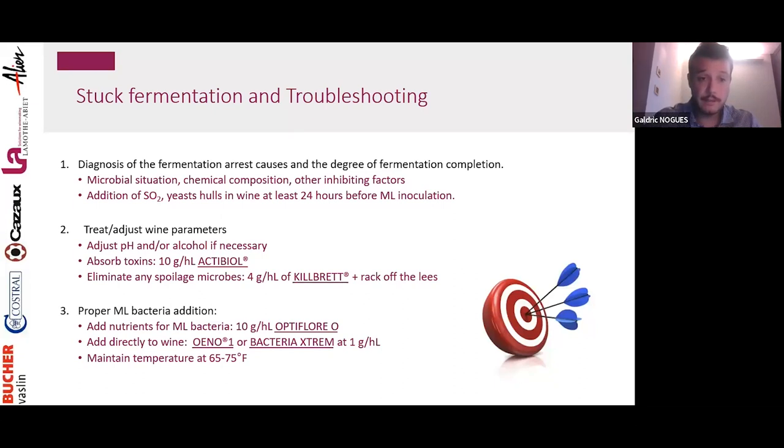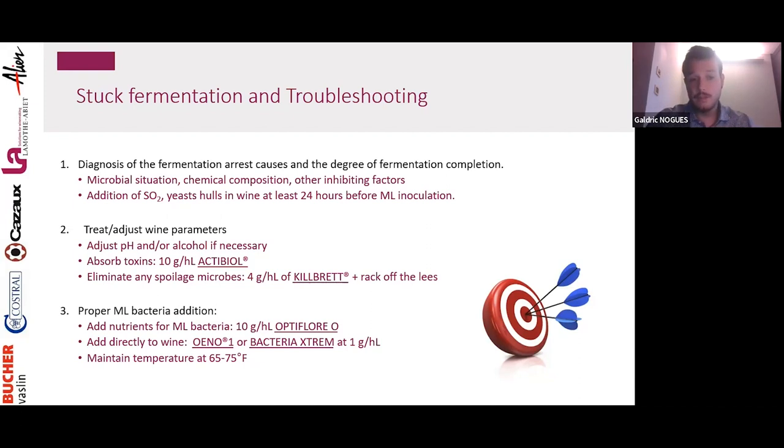You can also add Actibiol, which is a dedicated solution for malolactic fermentation. It is rich in amino acids and yeast hulls, so it is a detoxifying agent, which is going to absorb the toxins. You can use as well Kilbret to make sure you eliminate any spoilage microbes, so about 4 grams per hectoliter. It is a prevention act. If it would be a treating dose, it would be a bit higher. And then you let it settle for a few hours, like 24, 48, and then you rack off the lees. And then you have a very clear wine, easy to work with.